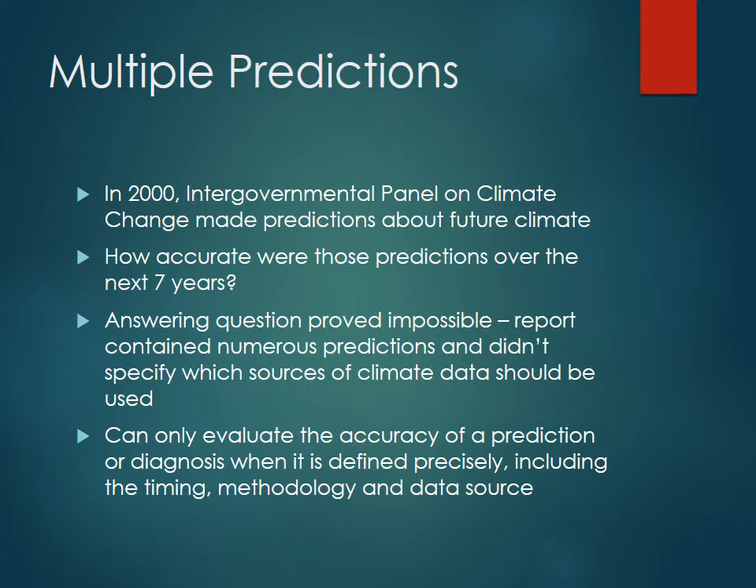So looking at multiple predictions is a potential issue here. Let's say, for instance, in the year 2000, the Intergovernmental Panel on Climate Change was making predictions about future climate changes. They were wondering, well, how accurate were those predictions over the next 7 years? They found that answering that question was pretty much impossible because the report contained a lot of predictions and didn't specify which sources of climate data should be used. Because they weren't specific about it beforehand, those predictions weren't all that useful. You can only evaluate the accuracy of predictions or diagnoses when they're defined precisely, including the timing, methodology, and the data sources. So again, not having a plan beforehand can lead to lots of issues where the results are going to be ambiguous or pretty much not useful for the most part.